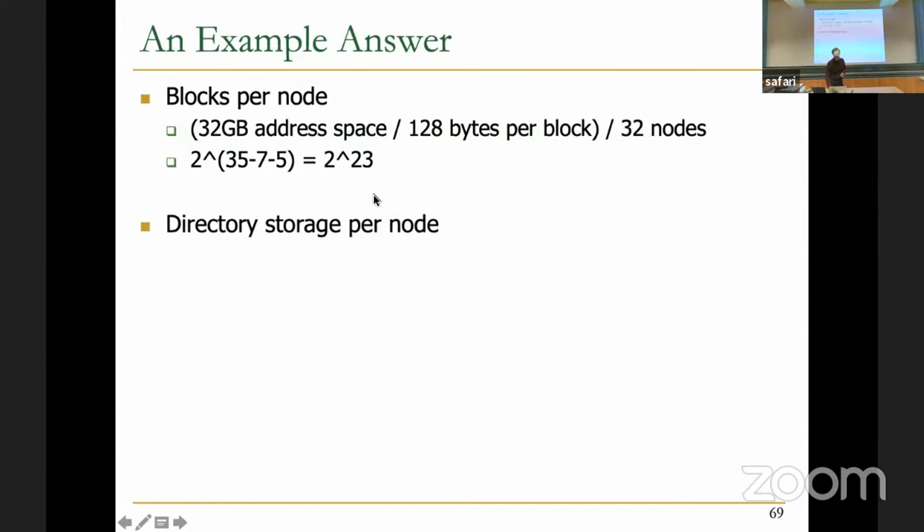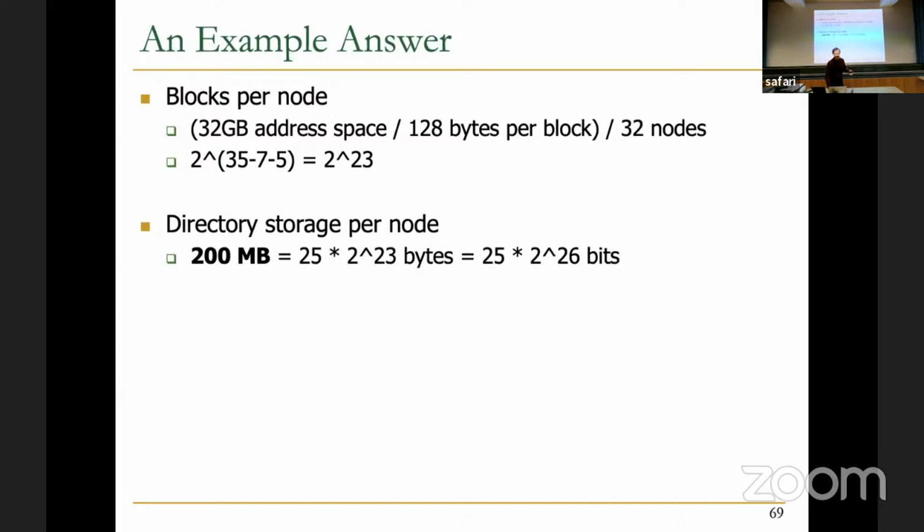Now, you know that information. What is also given to you is 200 megabytes. So 200 megabytes is equal to whatever you store in a directory node. Now, that 200 megabytes can be expressed as 25 times 2 to the 23 bytes. Now, what does this mean? It's also 2 to the 25 times 2 to the 26 bits.